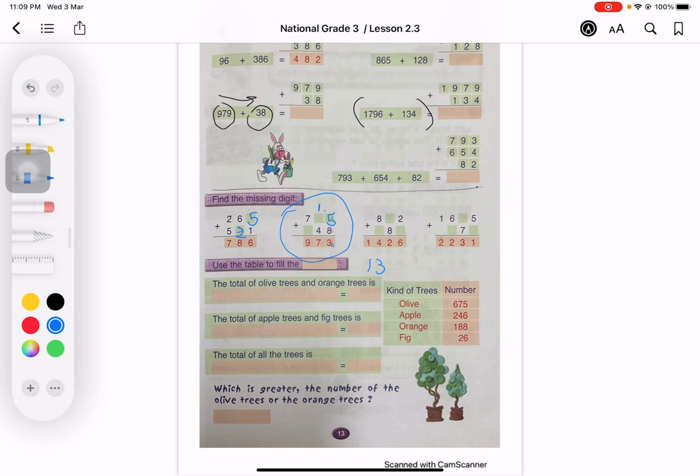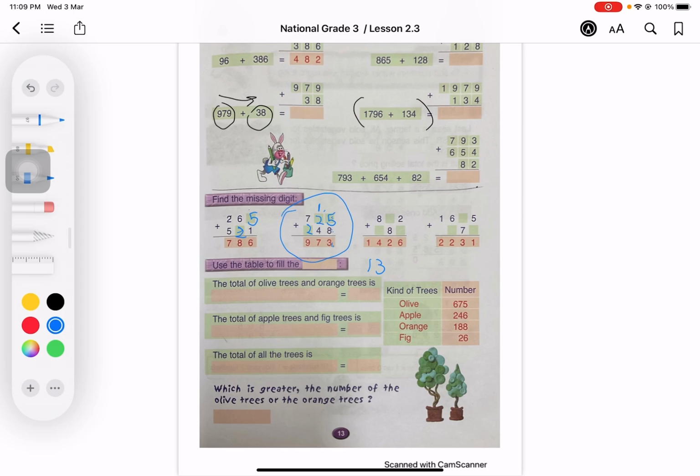Then 1 plus 4, 5. 5 becomes 7. How much should I add to the 5? 2. Yes. So 1 plus 2, 3. 3 plus 4, 7. 7, how much do you give to the 7 to become 9? Yes, it is 2. So 7 plus 2, the answer is 9.